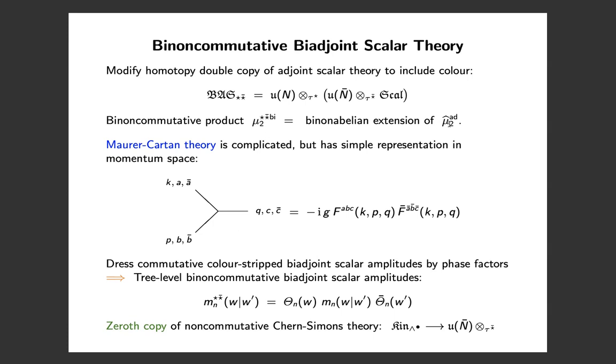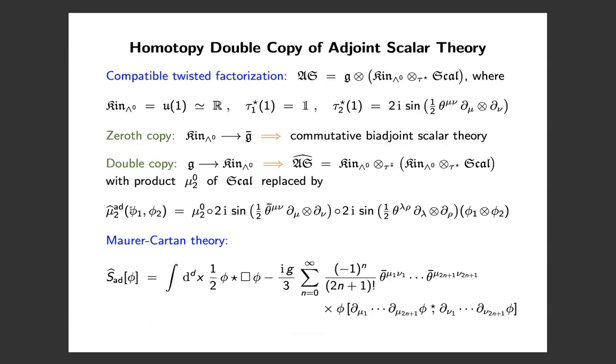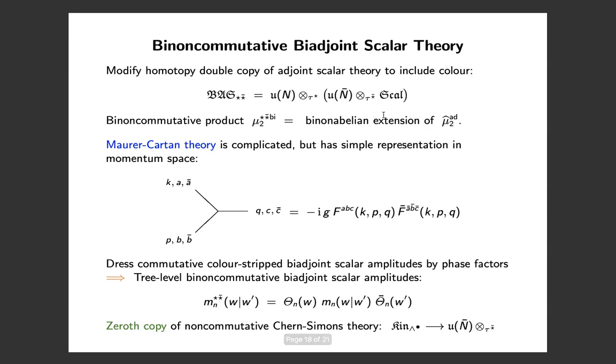So this is just if you take the product that I wrote down over here, and then you just turn it into a non-abelian thing in each factor. Okay. The Maurer-Cartan theory is very long to write down, and I won't write it, but in momentum space, it has a very simple representation if we look at what the vertices are. Okay, so they're given by these structure constants, momentum dependent structure constants from before.